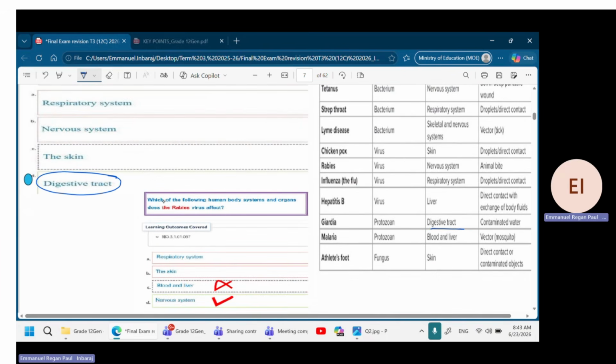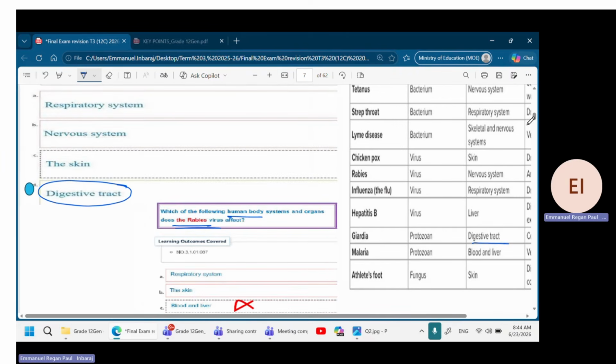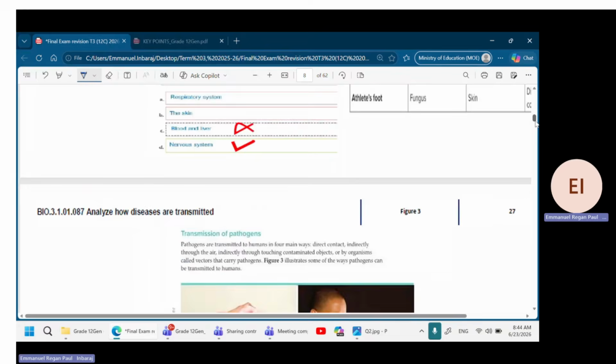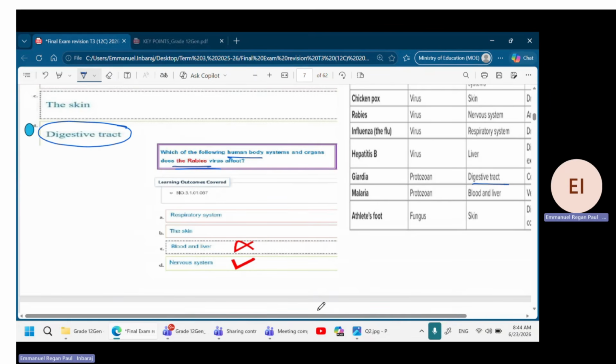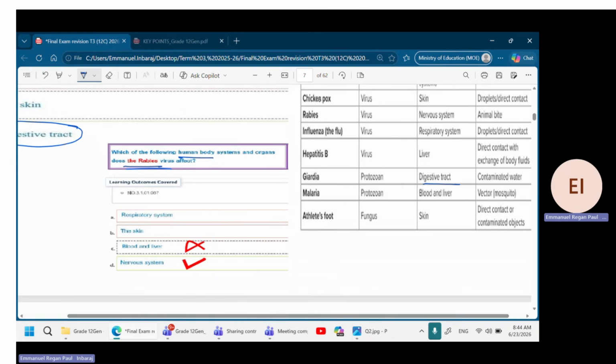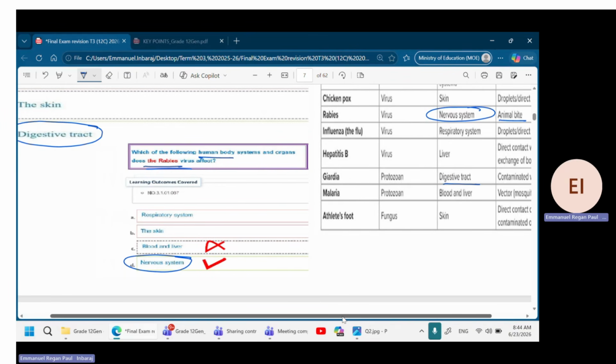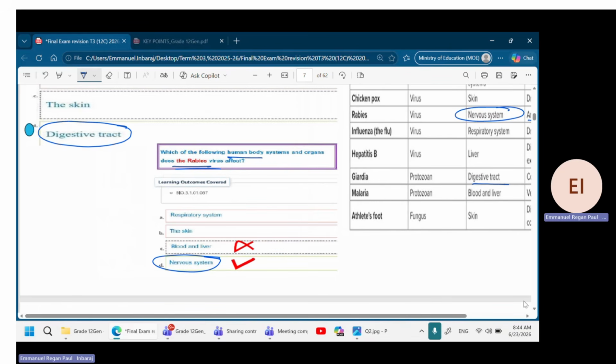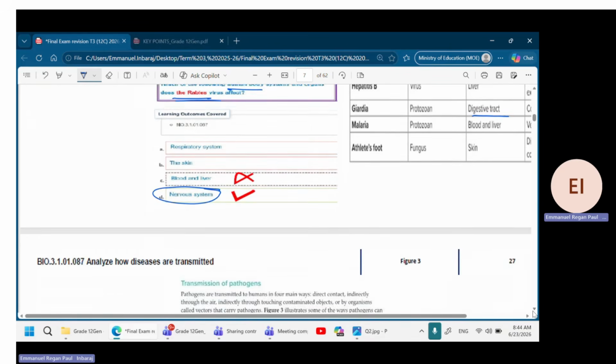You see rabies. Which of the following human body systems or organs does the rabies virus affect? Let me zoom this question for you. So they're asking about rabies. Rabies is caused because of an animal bite and it affects the nervous system. So every day you will learn 2 diseases. You will be able to answer this. So that's all about it.